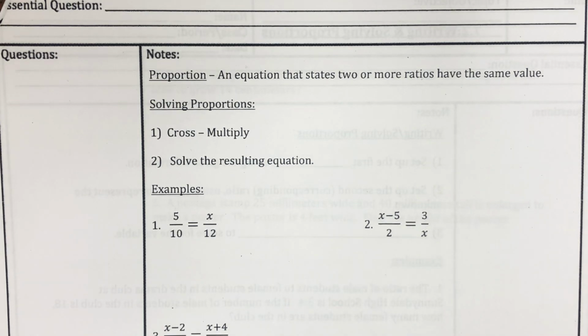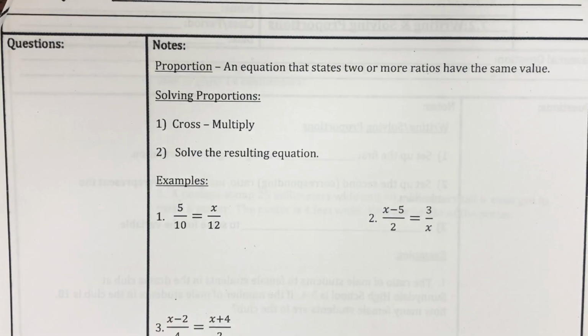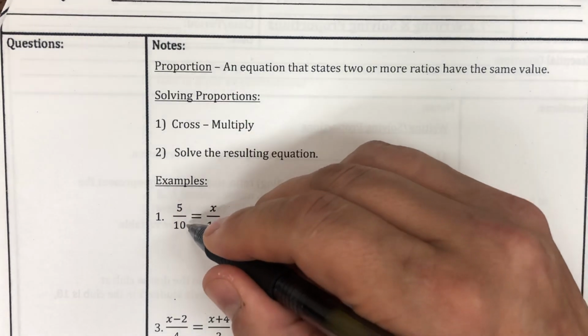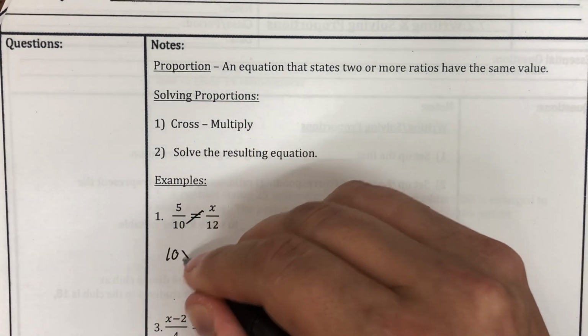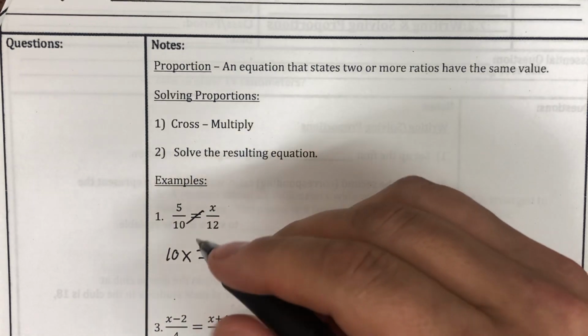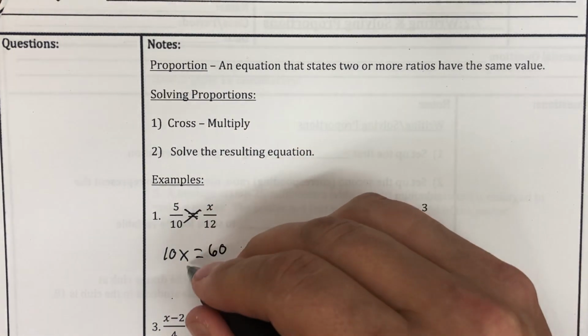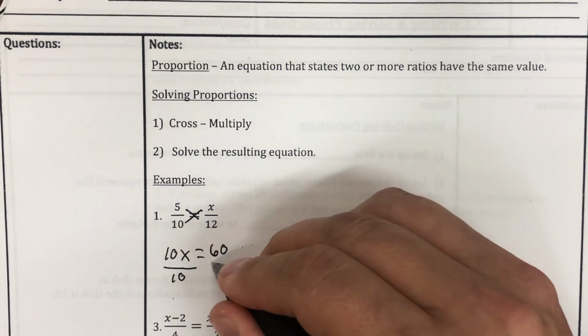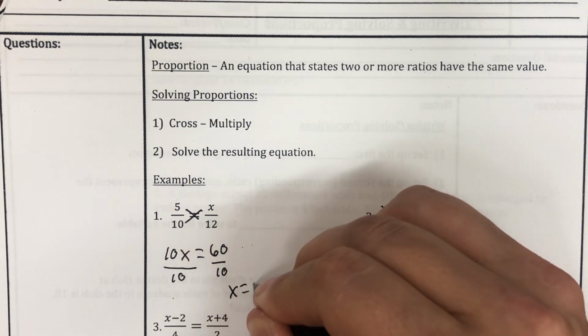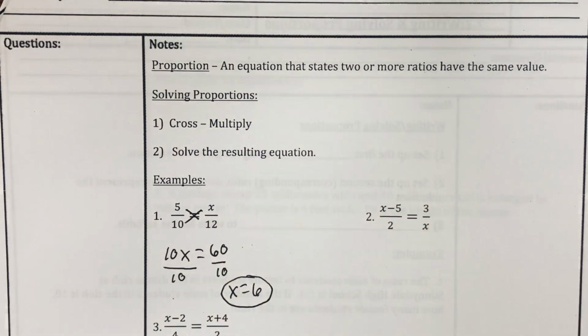So our first one says 5 over 10 equals x over 12. Cross multiply. 10 times x is 10x equals 5 times 12. That is 60. Multiplied the two together, and then we'll solve for x by dividing by 10. x is equal to 6. So that one was pretty straightforward. Next one is a little bit tougher.